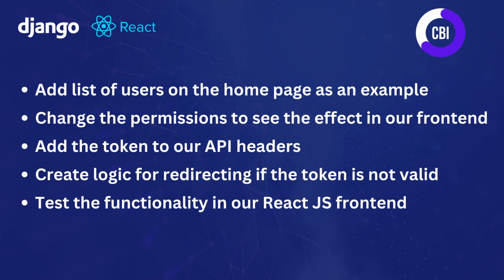In this video, we're going to be focusing on 5 main steps. We're going to start by adding a list of users to our homepage on our React.js frontend, so we have an example to see how data goes from our backend to our frontend. Next, we're going to be changing the permissions in our backend to see the effect inside of our frontend. And we're going to be adding tokens to our API headers so we can authorize ourselves when making requests. Next, we're going to be creating logic for redirecting if the token is not valid or expired. And we're going to be testing the functionality in our React.js frontend.